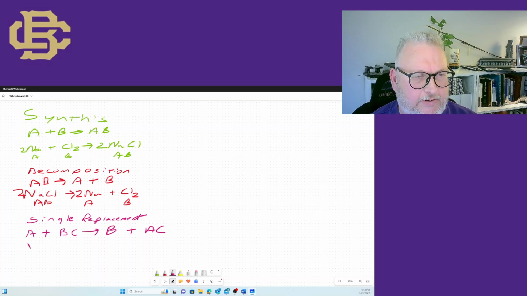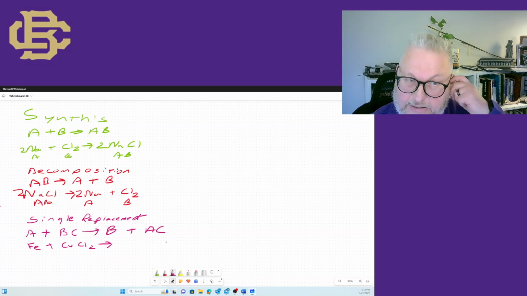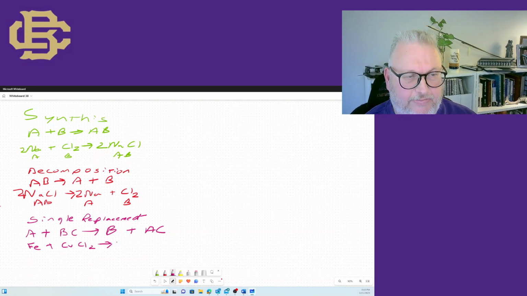So let's say we have iron. Let's do an example. Iron, Fe, is by itself, and then copper chloride, CuCl2. They are dancing together at the dance. Iron goes up to copper. We'll call this A. Copper is going to be B, and chlorine is going to be C. Iron, the A, goes up to copper and says, "Hey, can I dance with your lady for one dance?" And they say, "Sure."